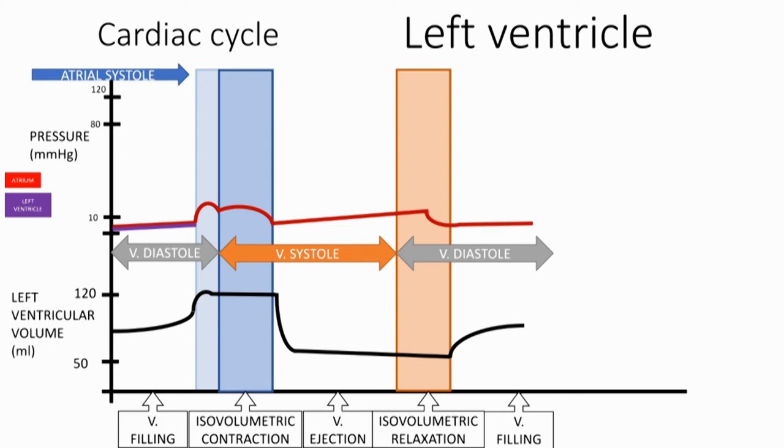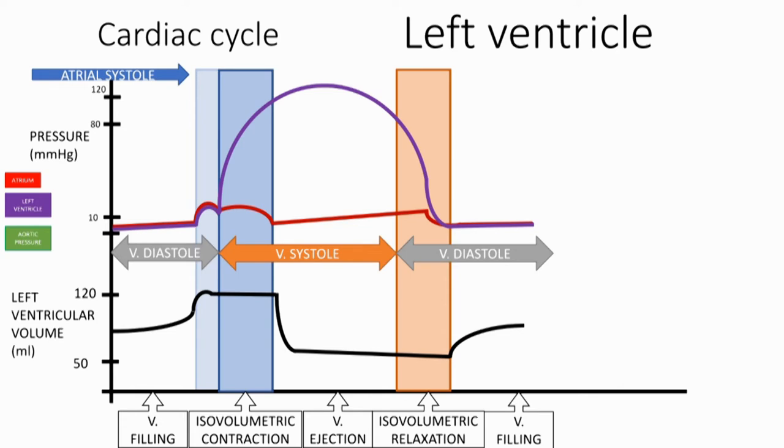And then during the atrial systole, because the blood is pushed into the left ventricle, the pressure rises slightly. And then during the isovolumetric contraction, the volume remains the same, but the pressure inside the left ventricle markedly rises. Until during the ejection, the pressure increases to a maximum of 120 millimeters of mercury, and starts to fall during the isovolumetric relaxation, and then it follows the pressure of the left atrium.